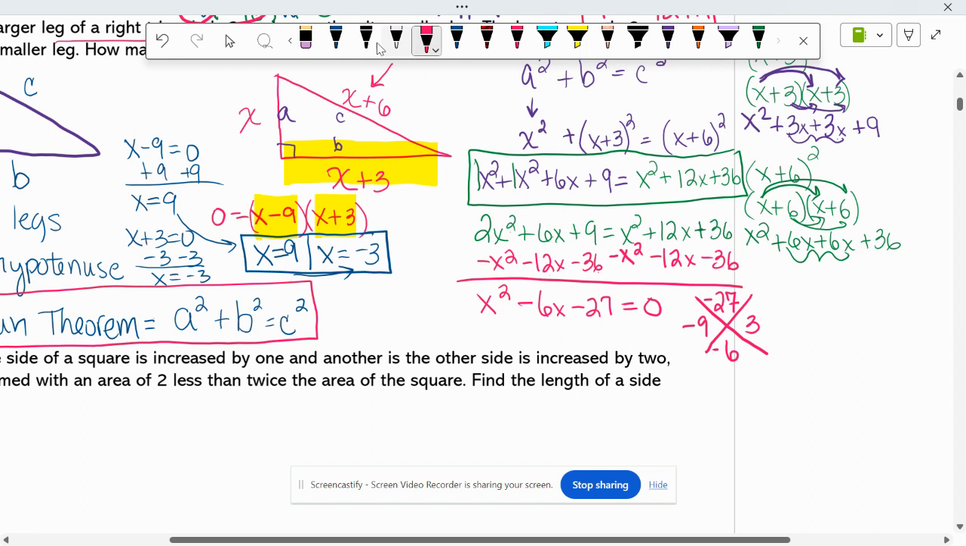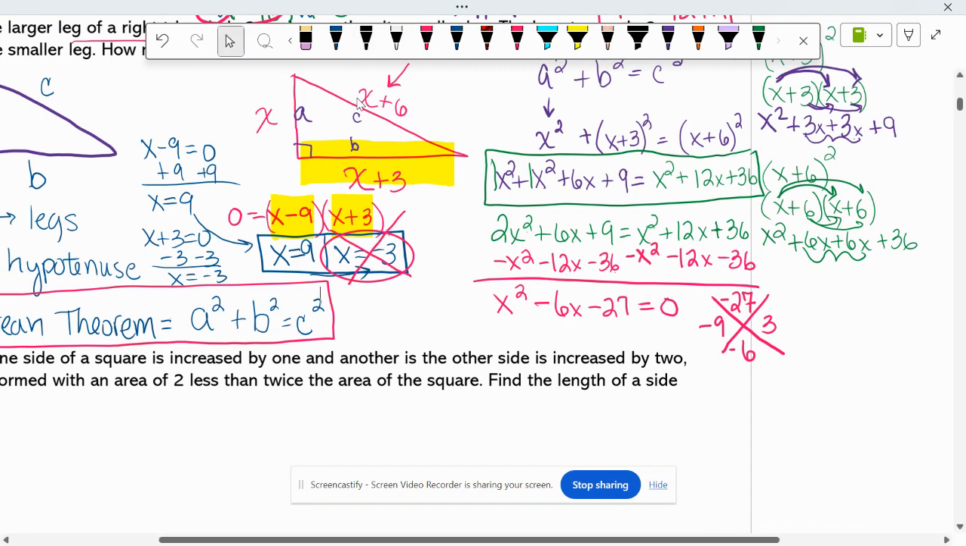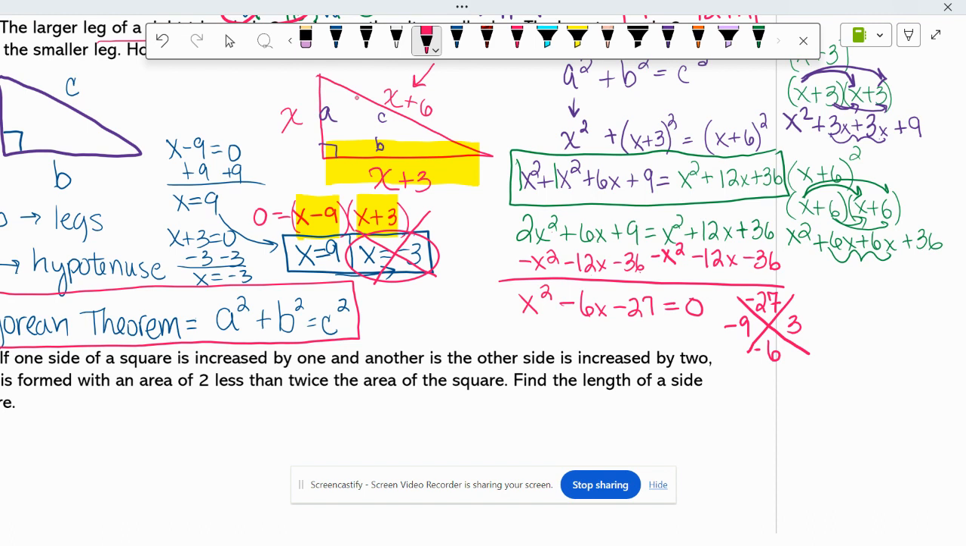So is it possible for your right triangle to have a side measuring negative 3? Can one of the sides of the triangle be negative 3? No, it can't. This is not possible. So the only possible measure that you can use is 9. So that means that x equals 9. That means your next side, 9 plus 3, well, that's 12. And then 9 plus 6 is 15.